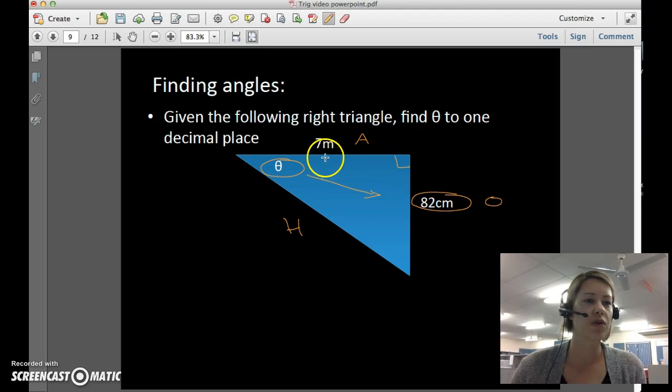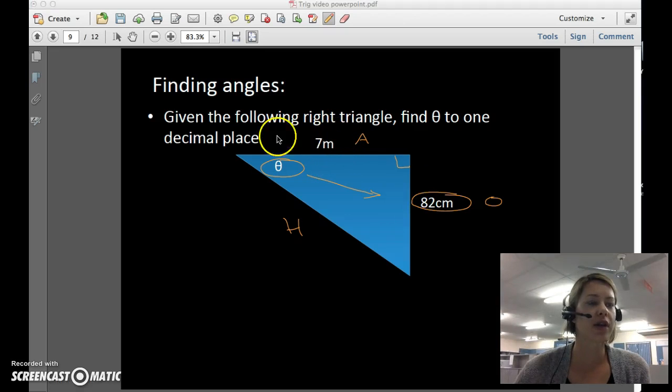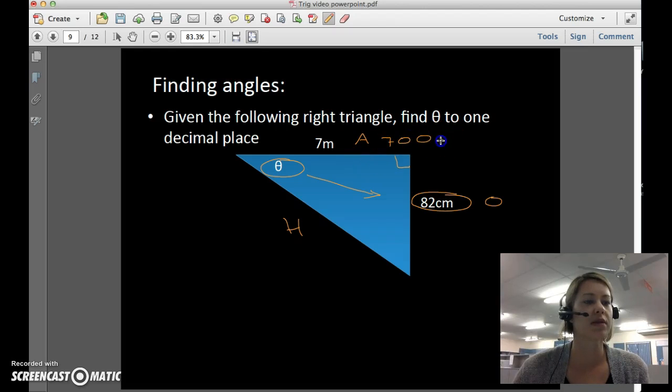Okay, so first of all we can see that we have different units. We have 7 meters and 82 centimeters, so we're going to need to change one of them so that we have the same units. Just looking at the 7 meter one, there is 100 centimeters per meter, so in 7 meters there's going to be 700 centimeters. So now they're in the same units.